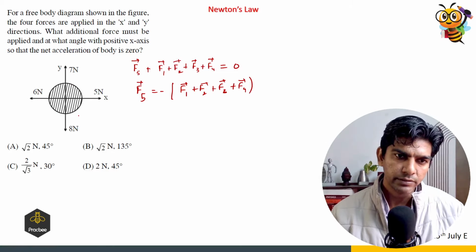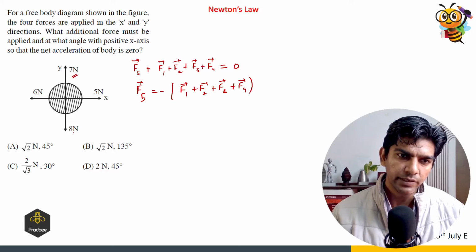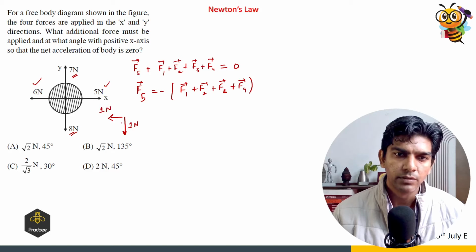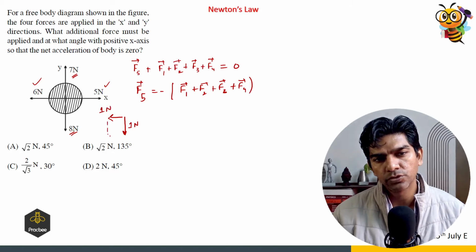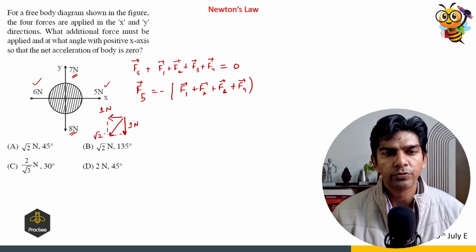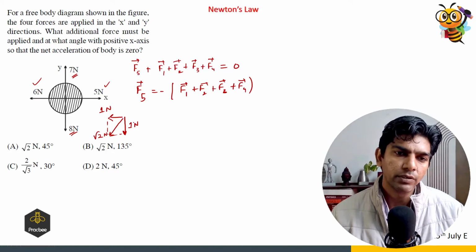So let us find the resultant. We have 7 in the upward direction, 8 in the downward direction. So we can say there is a 1 Newton in the downward direction, 6 Newton in the left direction, 5 Newton in the right direction. So there will be a 1 Newton in the left direction. So the resultant of these 2 forces will be root 2 Newton, because these are perpendicular.